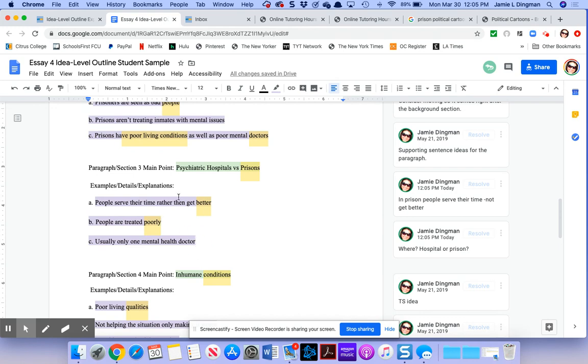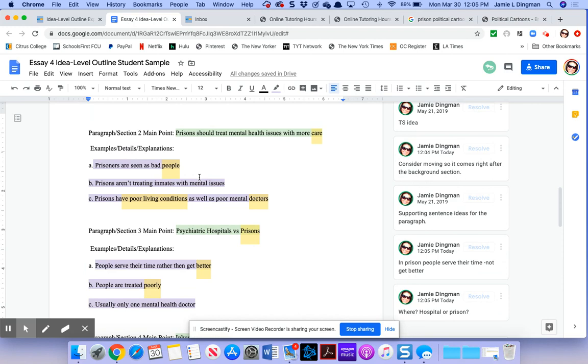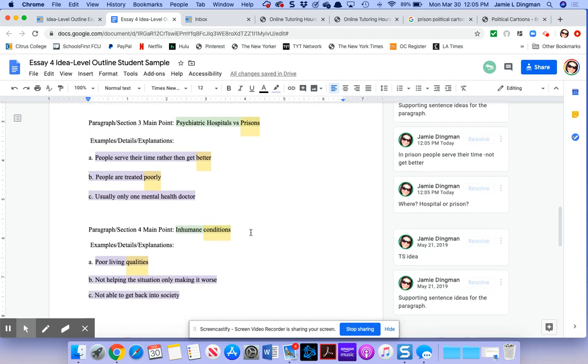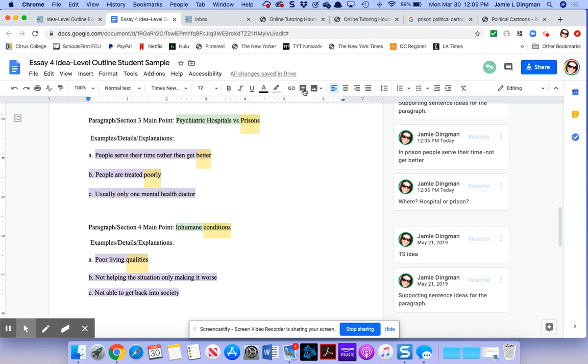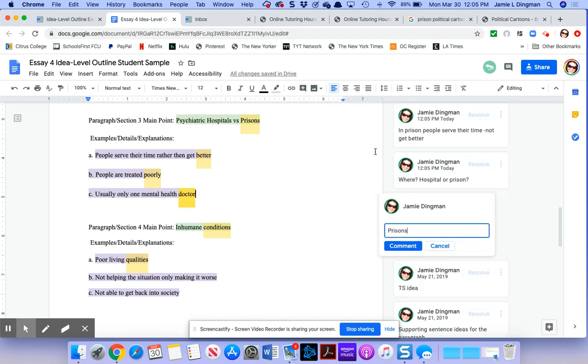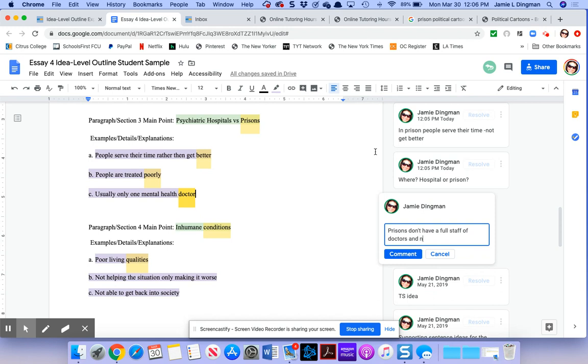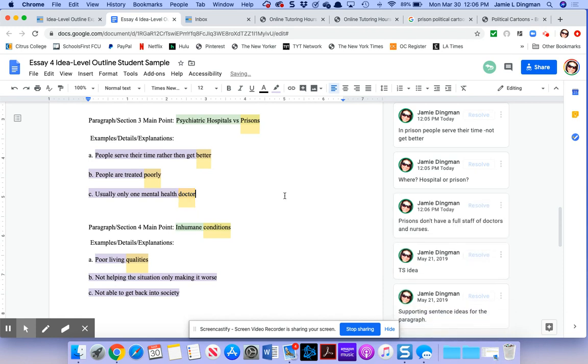Usually only one mental health doctor. And again, that goes back to right up here with what we were talking about. In prisons, they don't have a full staff of doctors, whereas in mental health hospitals, psychiatric hospitals, they do have a whole staff of doctors and nurses and healthcare providers. So that would be a point to make the differentiation, right? Psychiatric hospitals versus prisons, right?